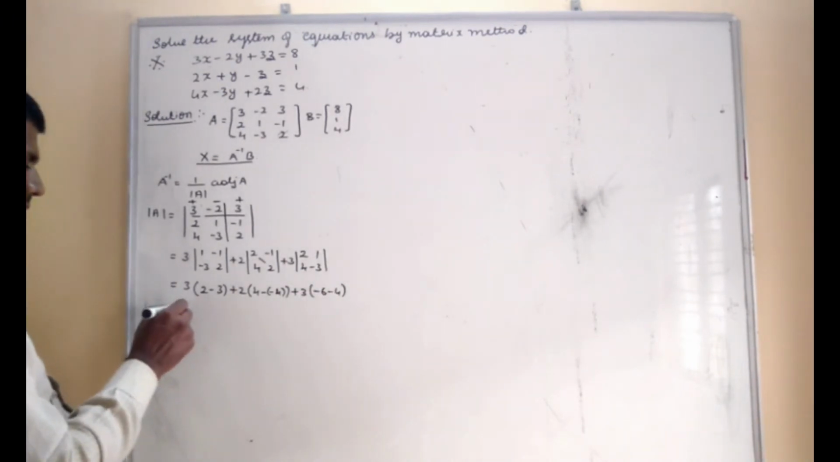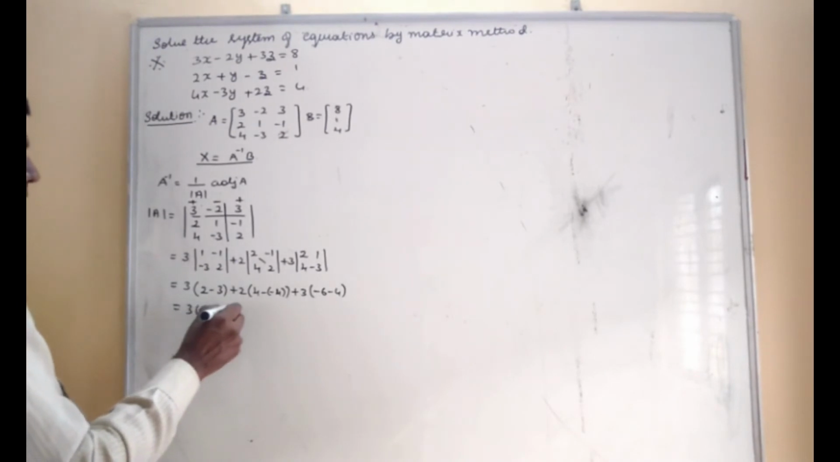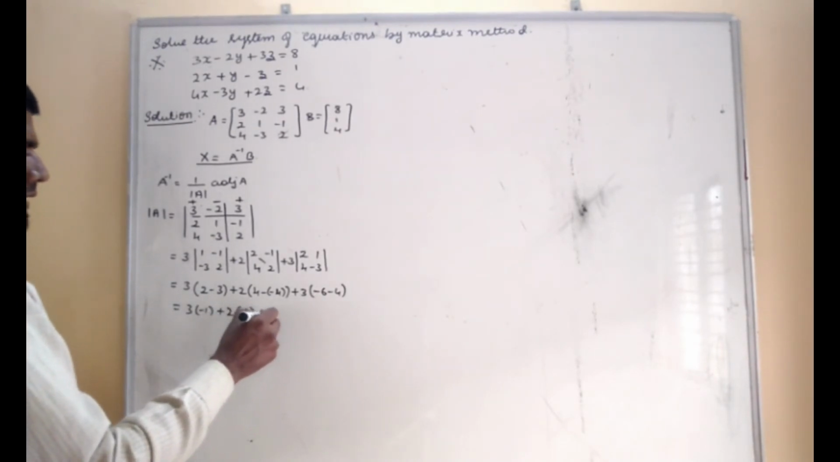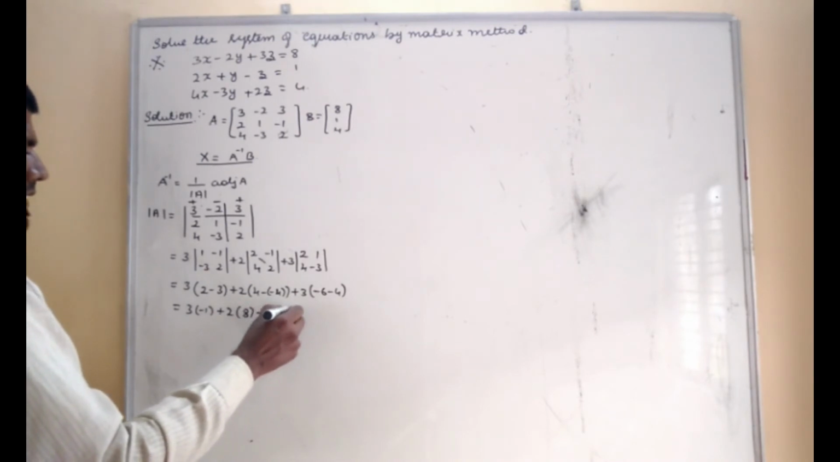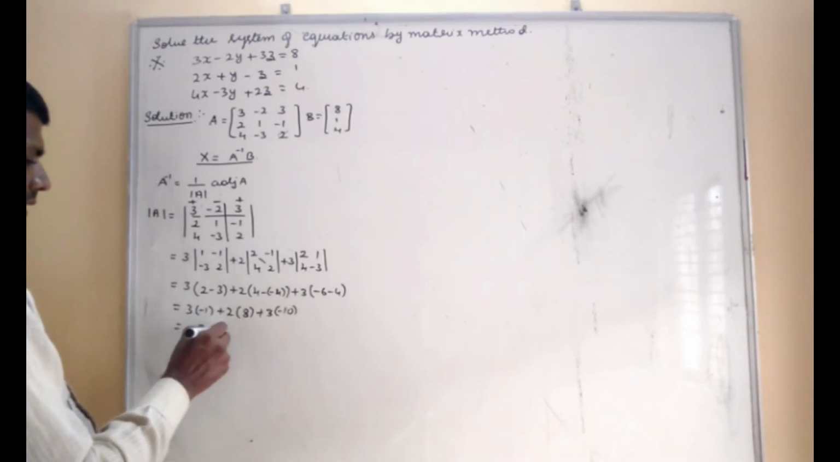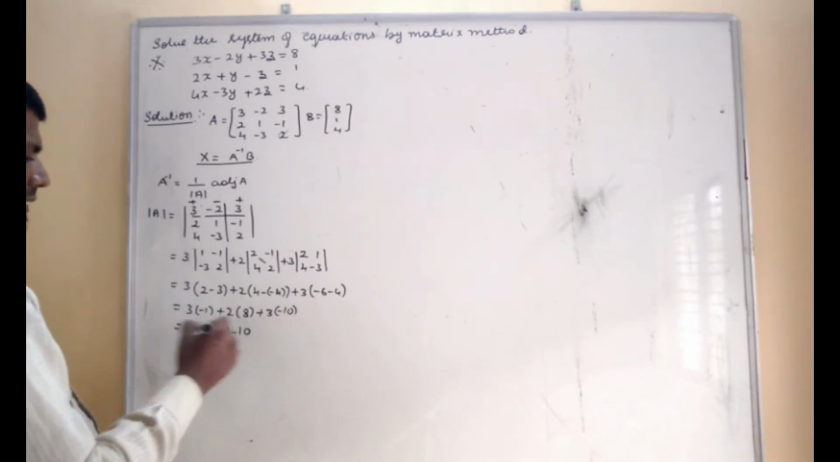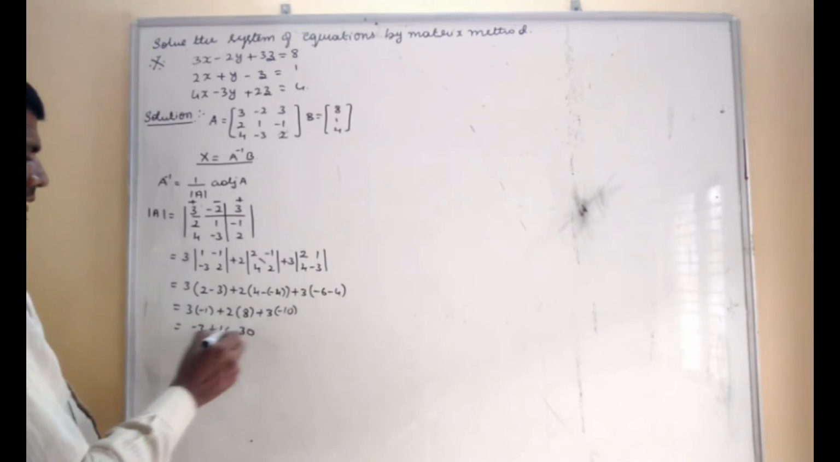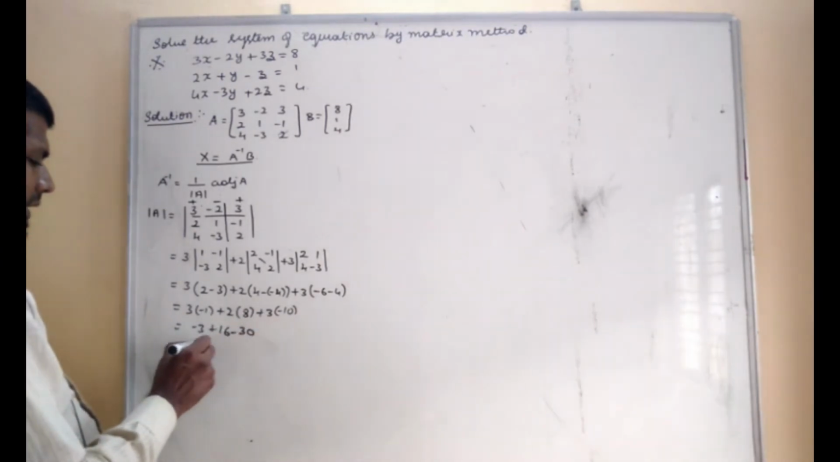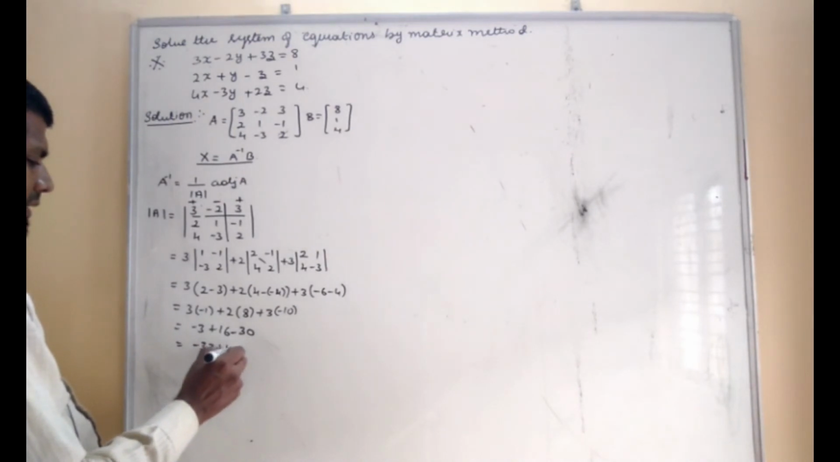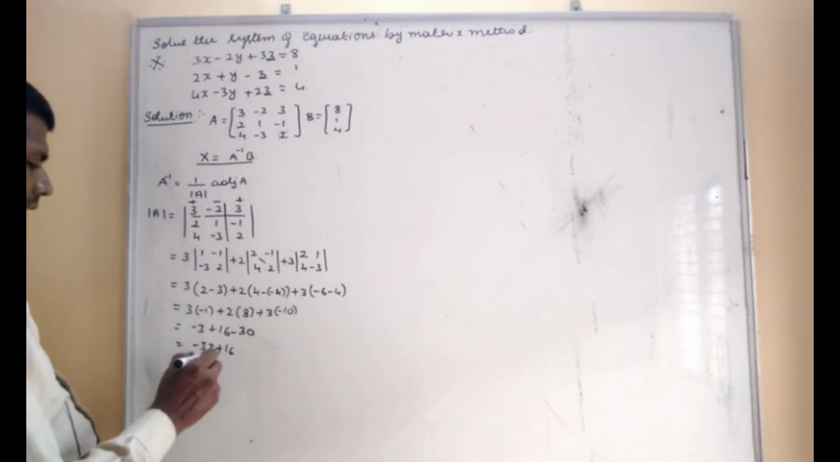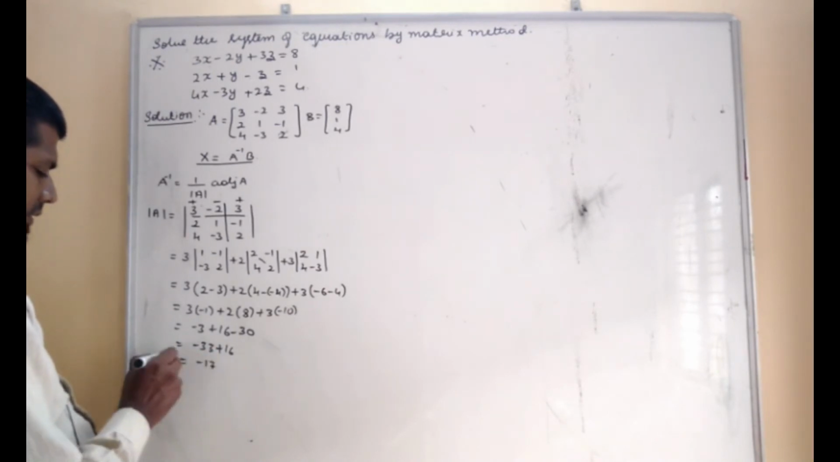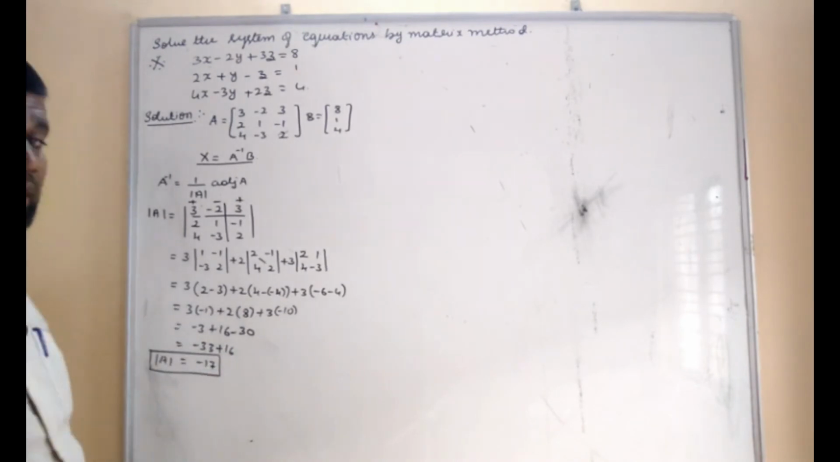Then if you simplify this one, 3 into minus 1, then 2 into 8, then 3 into minus 10. Then that is equal to minus 3 plus 16 minus 10. Minus 30. So here minus 33 plus 16. If you subtract, you are getting minus 17. The value of the determinant is minus 17.